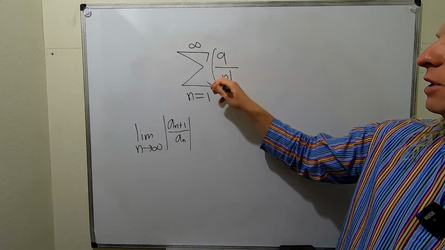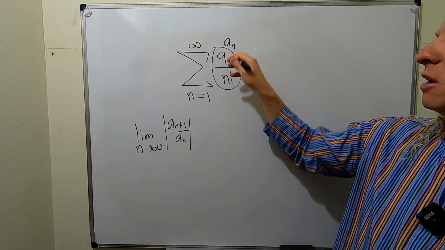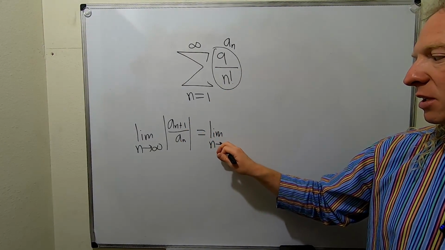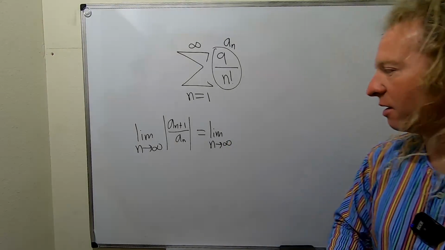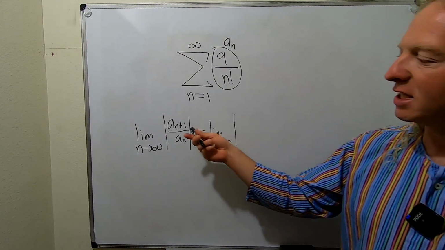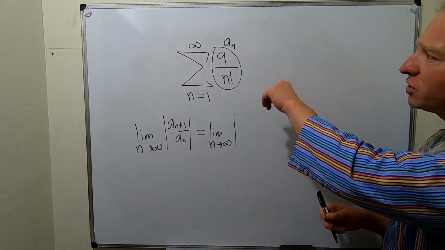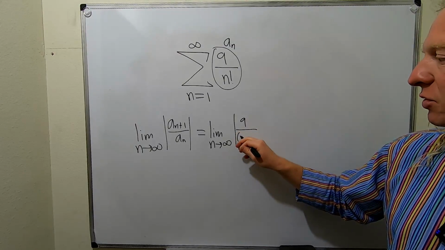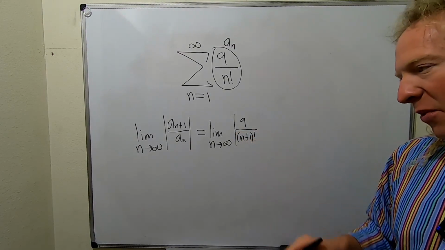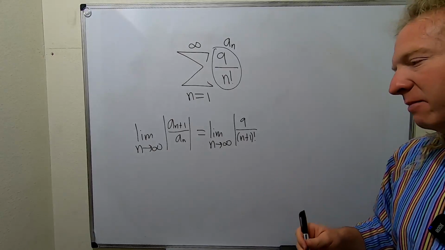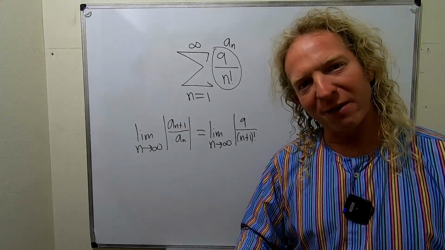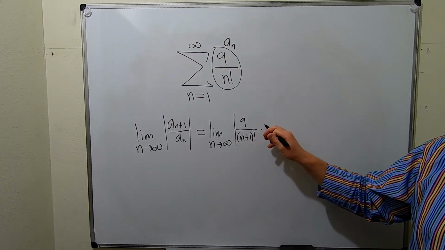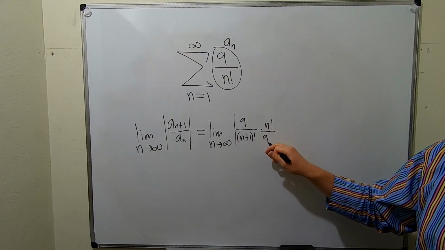So in this problem here, your a sub n is this entire piece here. So all we have to do is work out this limit and see what the result is. So we take the limit as n goes to infinity of the absolute value. So a sub n plus 1 basically means you replace all of the n's with n plus 1's. So we have 9 over n plus 1 factorial. Now we have to divide by a sub n. So instead of dividing by a sub n, what we do is we multiply by the reciprocal. It's a little bit easier. So you just flip this. So we have times n factorial over 9.